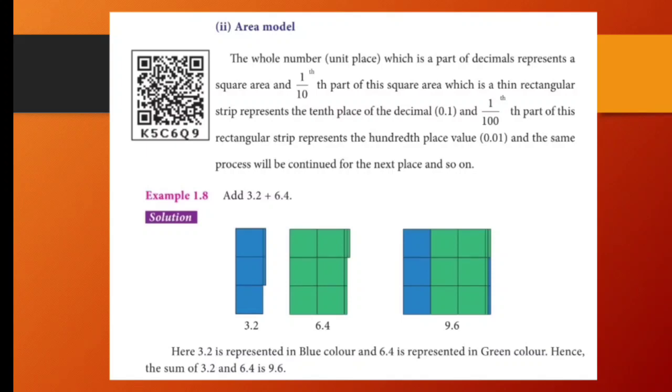Now we are going to see one problem, that is example 1.8. Add 3.2 plus 6.4. Here we have 3 boxes that represent the whole number 3.